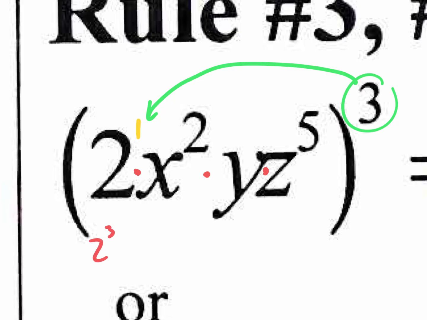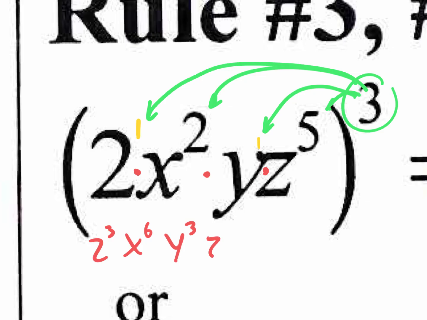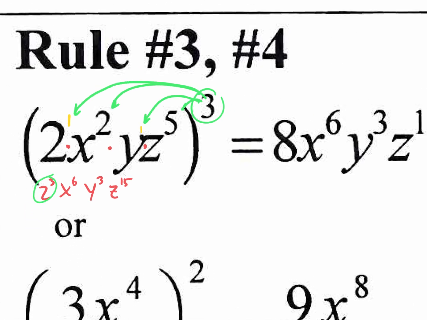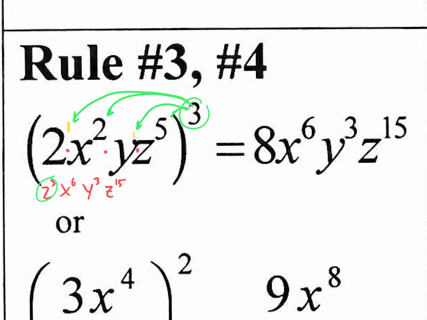And then you distribute the 3 to the x squared. 3 times 2 is 6, you get x to the 6th. And then distribute the 3 to the y, which has no power right there, which means there's an invisible 1. 3 times 1 is 3, so you get y to the 3rd. And last but not least, 3 times 5 is 15, so z to the 15th. There's your answer, but there's still something you could do. That 2 to the 3rd becomes 8, and that's why the answer is 8, x to the 6th, y to the 3rd, z to the 15th.